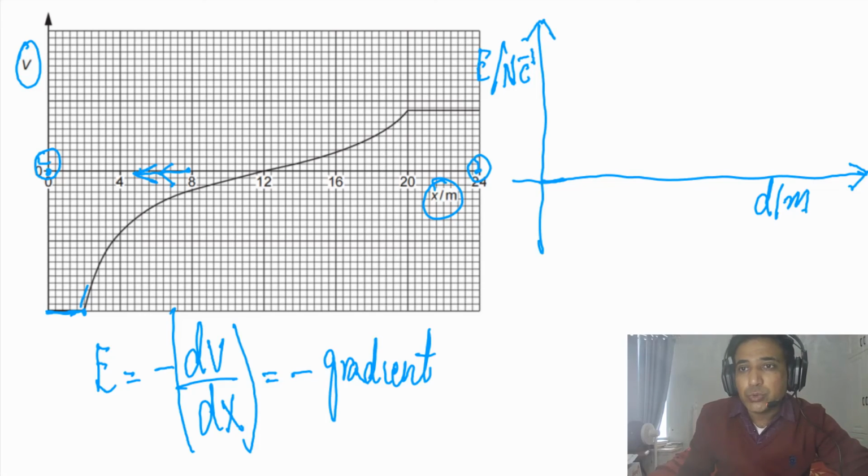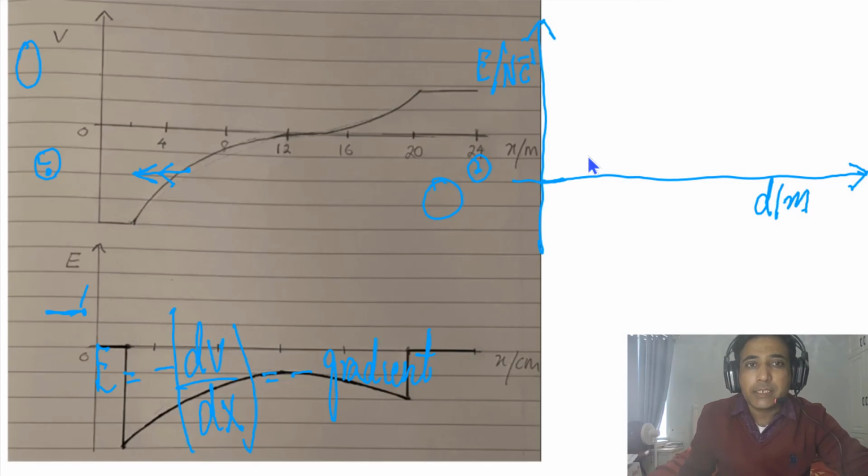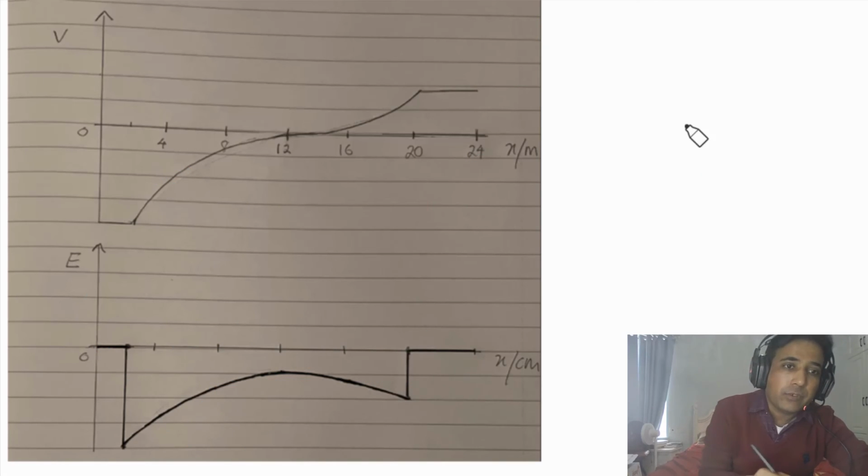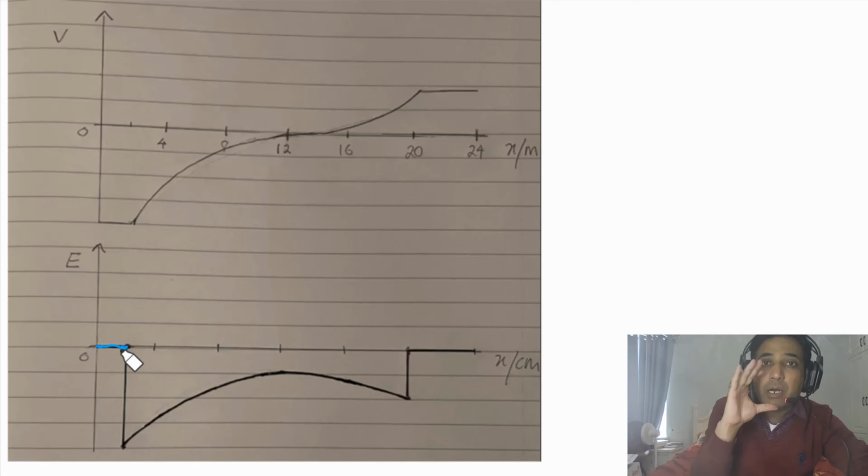Now let me show you the answer, how you can sketch. So this is how you can sketch. So this is how you need to sketch the electric field. So you can see inside electric field is 0. So inside any solid metal sphere or hollow metal sphere, electric field is 0.